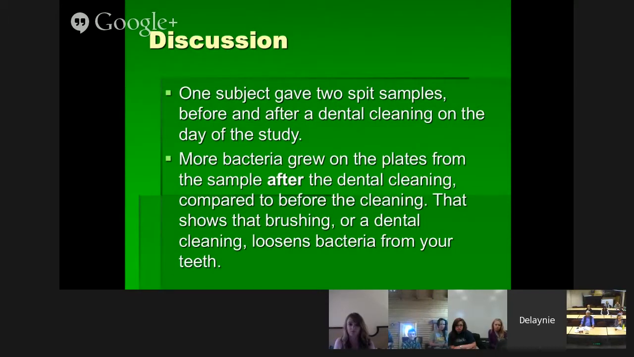One subject, which was me, gave 2 different spit samples before and after a dentist appointment on the same day. More bacteria grew on the plates from the sample after my dentist appointment compared to before the cleaning. That shows that a dental cleaning loosens bacteria from your teeth as well as brushing.